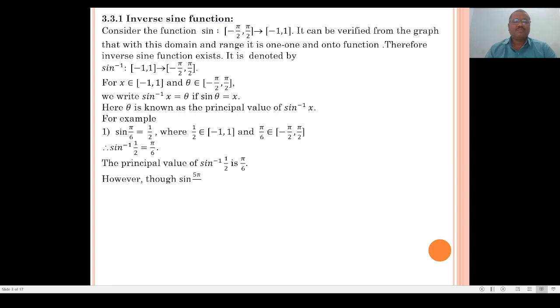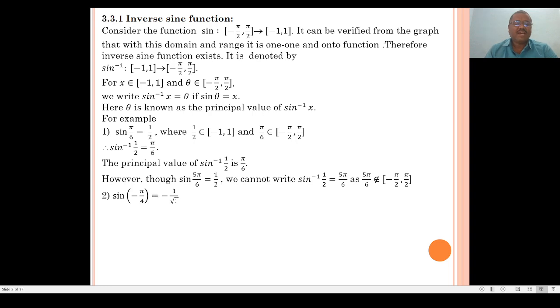However, though sin 5 pi by 6 equals half, we cannot write sin inverse half equals 5 pi by 6, as it does not belong to closed interval minus pi by 2 to pi by 2. So the angle must lie in the closed interval minus pi by 2 to pi by 2, that is in fourth quadrant and first quadrant.